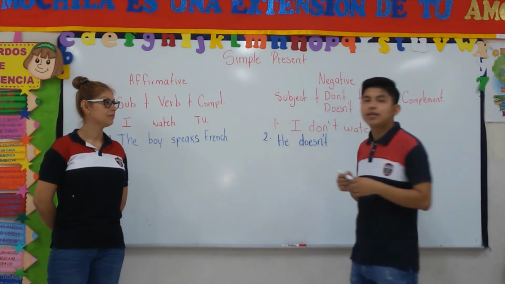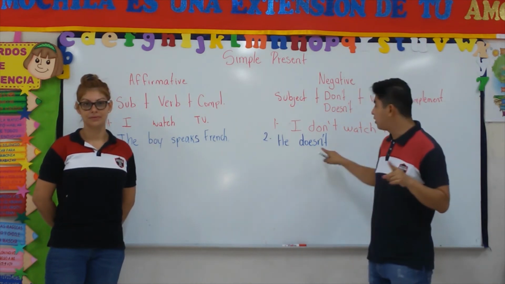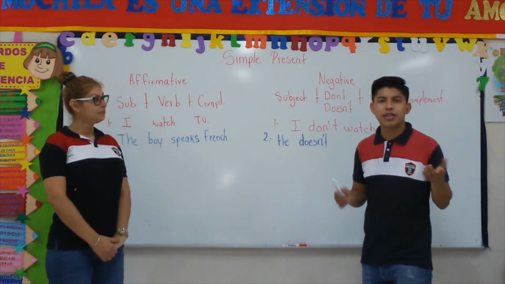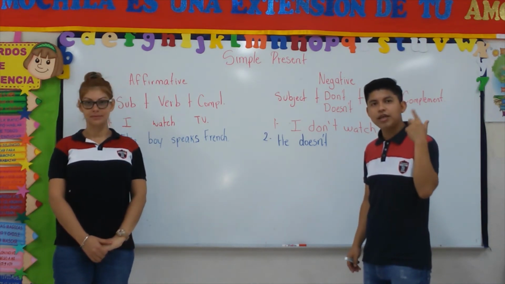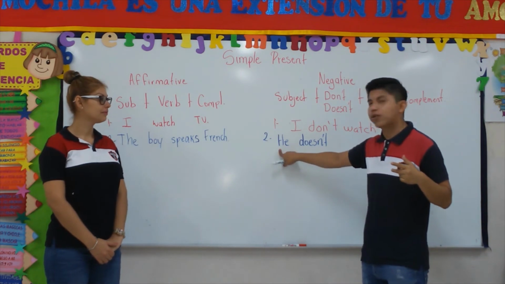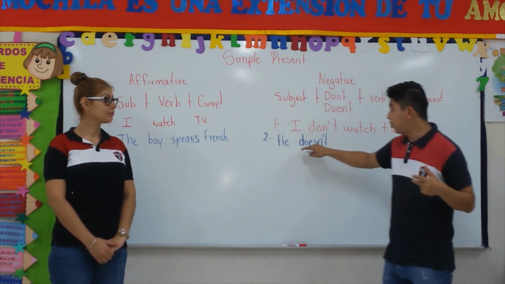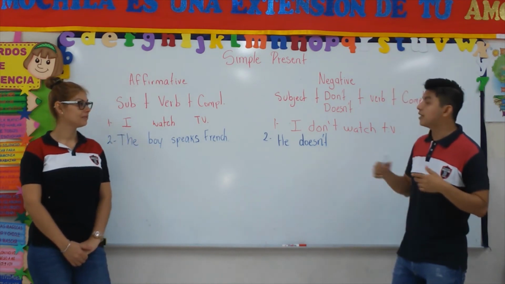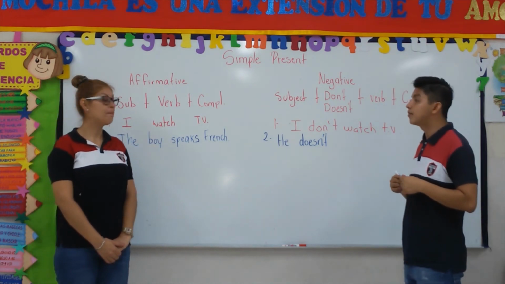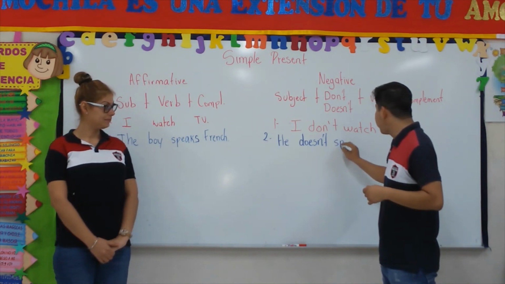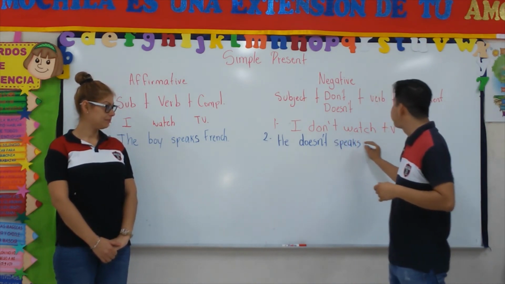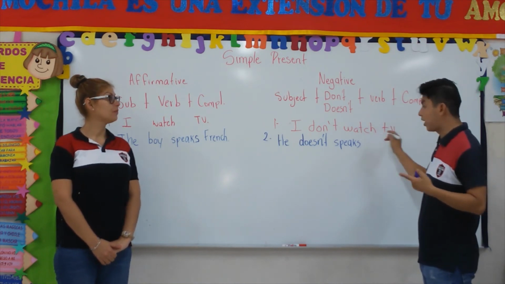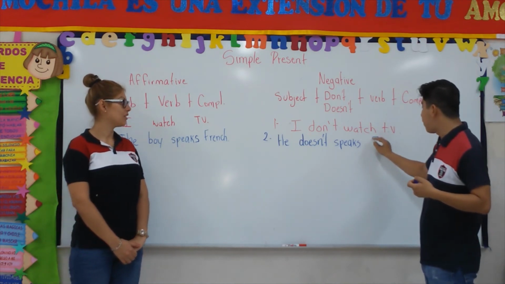Why doesn't? Remember that doesn't is for third person singular. What are the third person singular? He, she, and it. Very good. For that reason, she used he doesn't. Doesn't what? Speaks, that is the verb, and the complement. What is it? French.